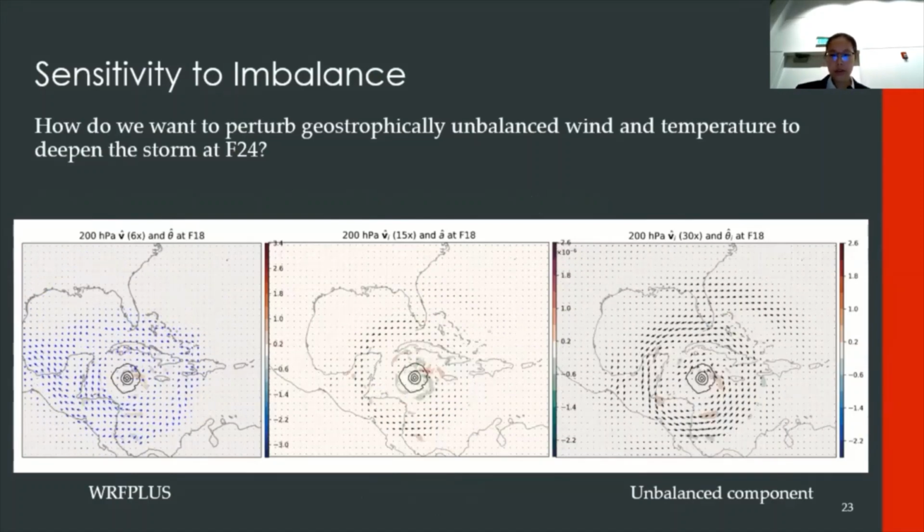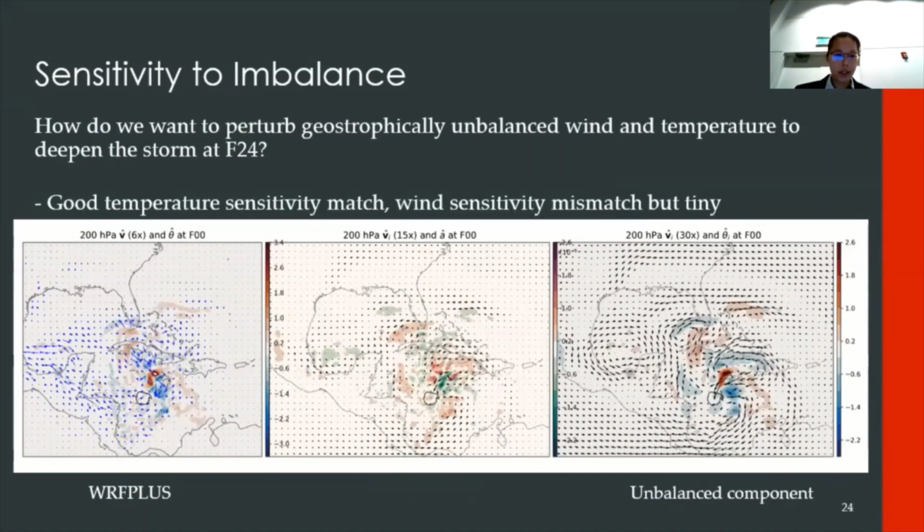And at 200 level, we again see this match in temperature sensitivity in the left panel and in the right panel, and I should note the wind here. The wind sensitivity on the right is 5 times smaller than your total sensitivity to wind from the WRF output.